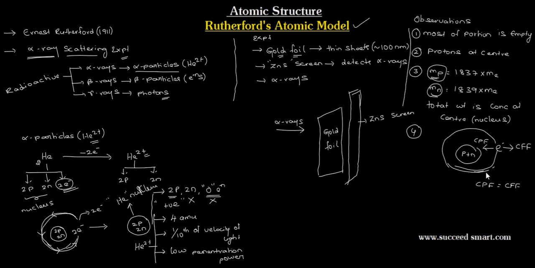He compared the revolving of the electron around the nucleus with the revolving of planets around the sun. Therefore, we can say that Rutherford's atomic model can be compared to the solar system. This means that electrons revolve around the nucleus just as planets revolve around the sun. Therefore, this atomic model is also known as the planetary model.